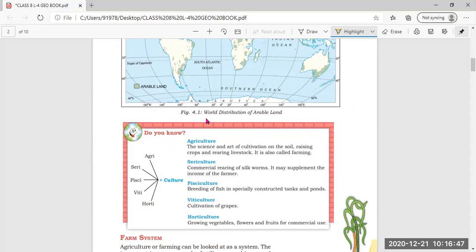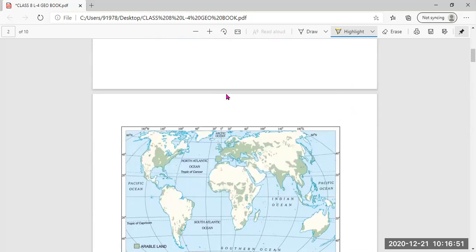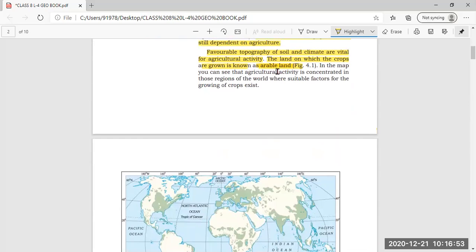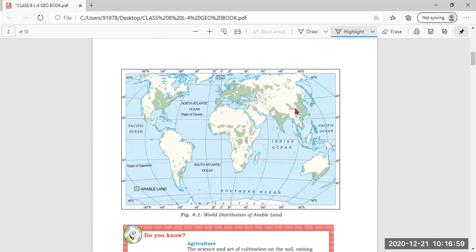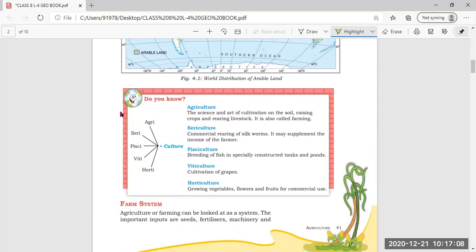Now here in this map it is shown world distribution of arable land. And what is arable? I had already asked you to underline. Arable land is the land on which crops are grown. So the crops are grown in these land areas where the soil is very much fertile and the climate is suitable for growing the crops. Now coming to, do you know agriculture?